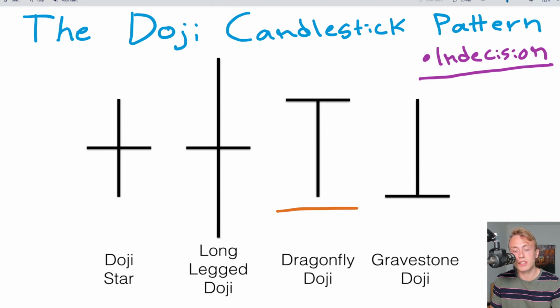The next candlestick is what we call a Dragonfly Doji. And this one is actually an extreme example. And this one is actually a little bit more bullish than bearish. Because in this case, you can see we open all the way up here.